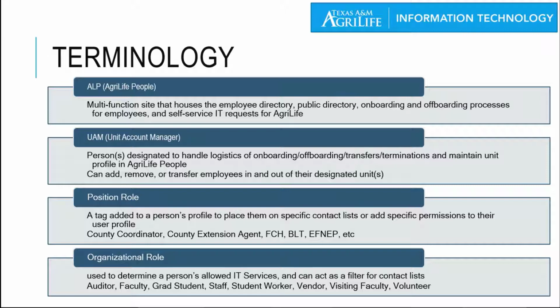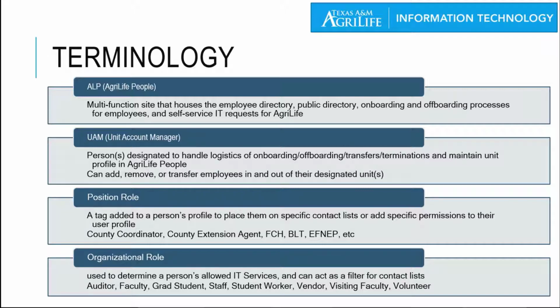The person or persons that manage your department in AgriLife People are called unit account managers. Frequently, they're just referred to as UAMs. I know when I was on the help desk, I used that term a lot and helped folks find who their UAM was. UAMs are responsible for onboarding, offboarding, and transferring people in ALP, as well as maintaining their unit, or if they have multiple units, profiles, meaning office address, websites, phone numbers, fax numbers. All of that contact information that makes an office or a department accessible falls under the UAM's responsibilities.